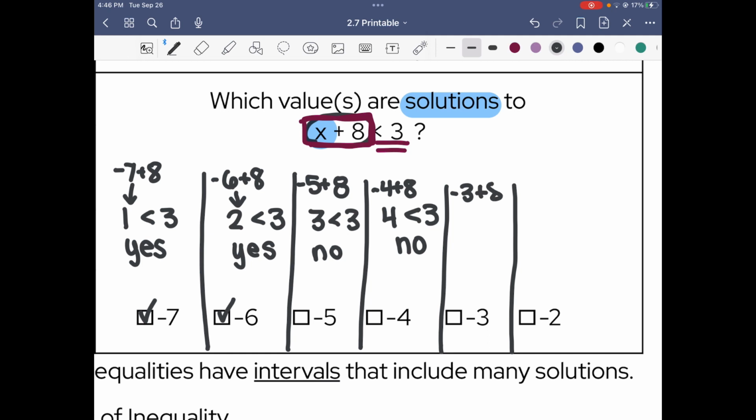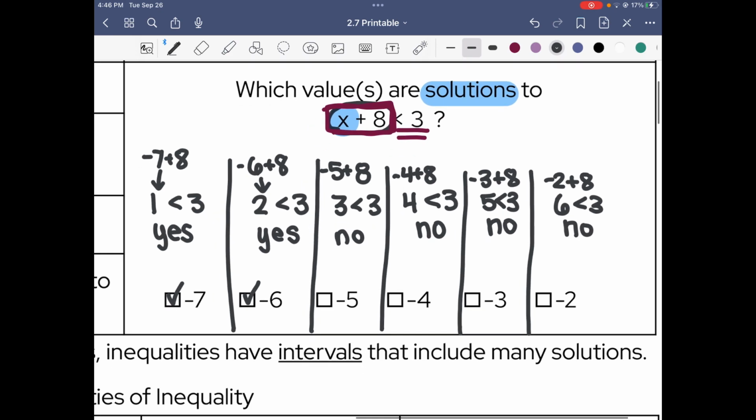-3 plus 8 is 5. Is 5 less than 3? Nope, it's bigger than 3. And -2 plus 8 is 6. Is 6 less than 3? Nope, it's bigger than 3. So you'll notice that it stops being true after -5, because that's where it was actually equal to 3. And everything else was more than 3. So -5 is where our number line would stop.